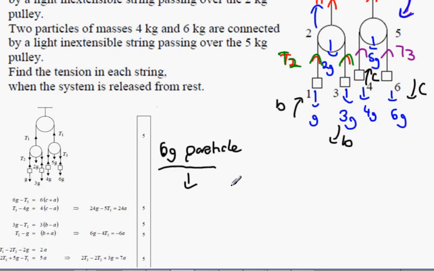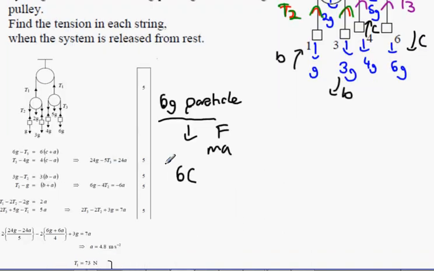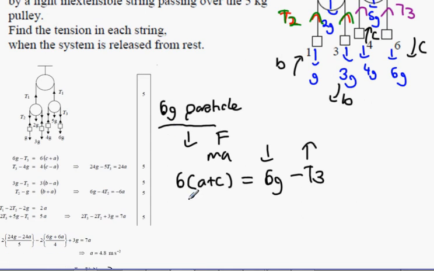Now, force equals ma. Its mass is 6. Its acceleration is the acceleration of the pulley it's on, which is A, plus its own individual acceleration of C. So it's going to be 6 multiplied by A plus C. And that will equal its weight going downwards, which is 6G, and then the only thing attached to it is T3 going upwards. That is the 6G particle's equation.